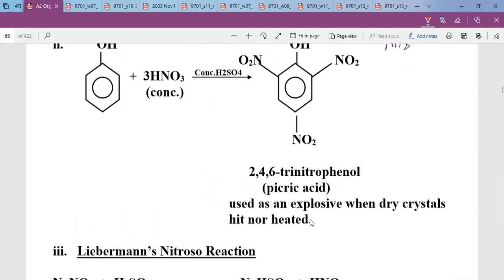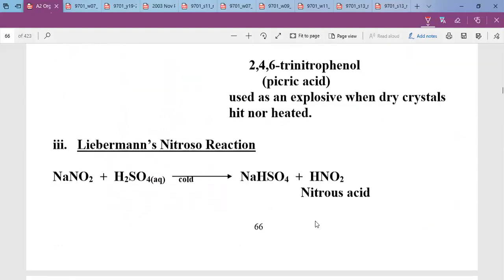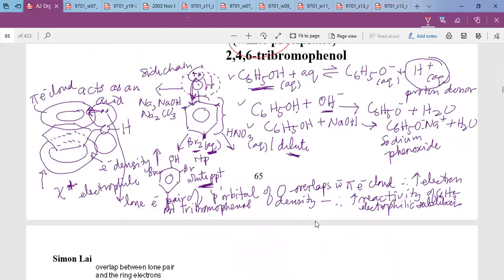Okay, now this is a firecracker, in your festival time, Hari Raya or Deepavali or Chinese New Year. You throw the firecracker, the building on the ground. This is the one, the picric acid. Okay, so you can look over it yourself.